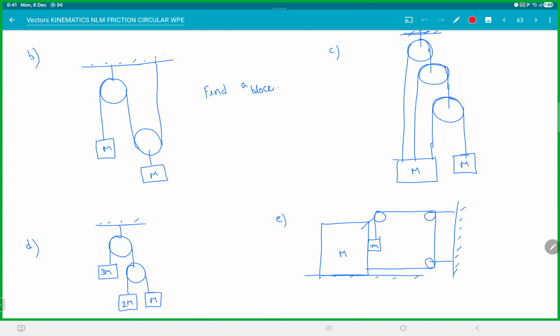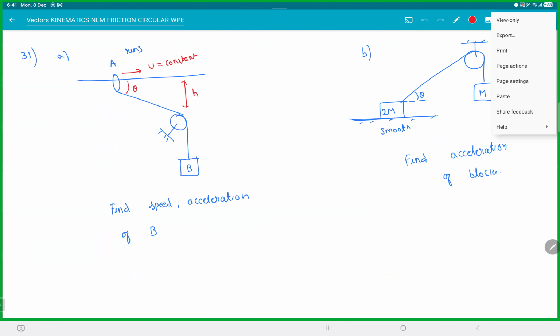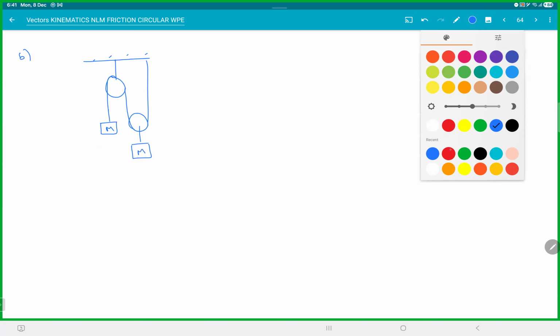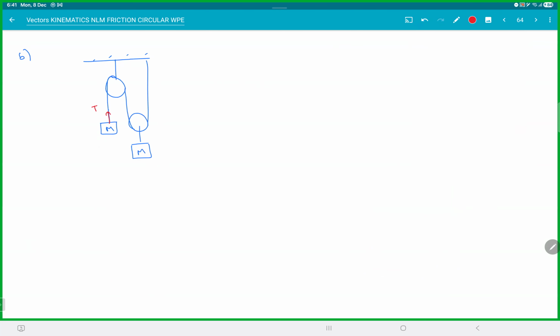Should I show you one? See this one. Step one, draw the FBD. Tension: this guy will be 2 times tension because there are 2 strings. This is mg, this is mg. Next step, assign accelerations.